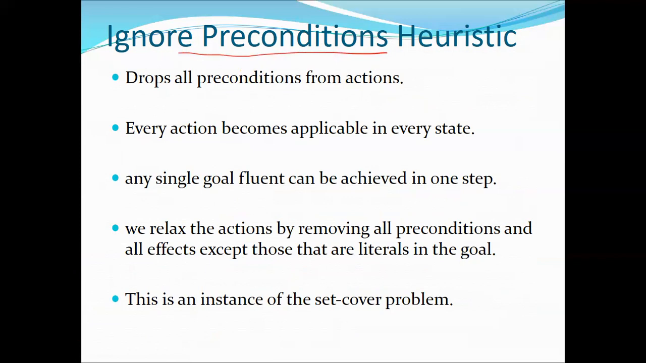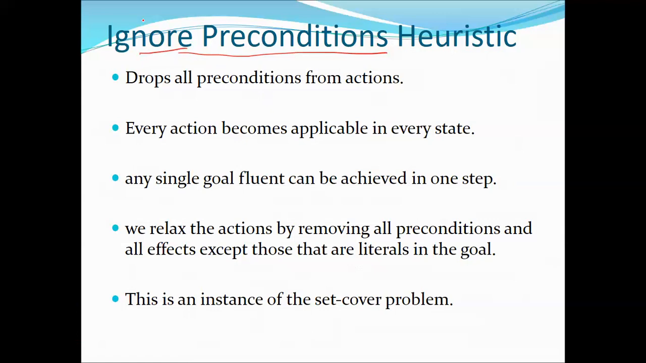We have discussed that there are two ways to identify a good heuristic. The first method is by relaxing the original problem. The second method is by the divide and conquer technique. This actually comes under the first method, where we are relaxing the original problem.